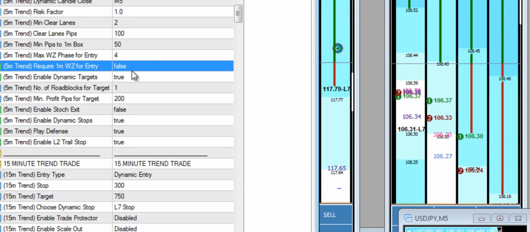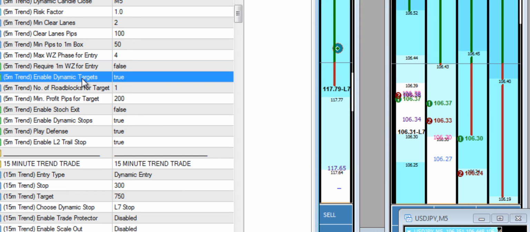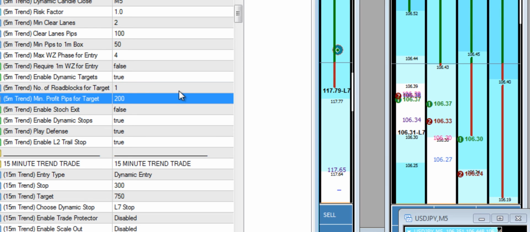If this stuff doesn't make sense, don't worry. I'm kind of saving it for the video. This is all for the video, so you can go back and watch this stuff over and over. And ask me questions in the trade room. Okay, enable dynamic targets, same as for all. Number of roadblocks and how many pips for the target. We've gone over that.